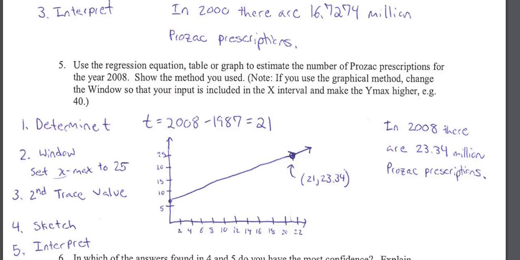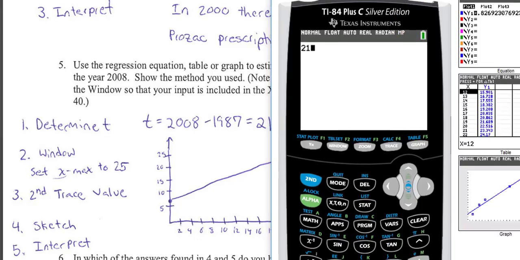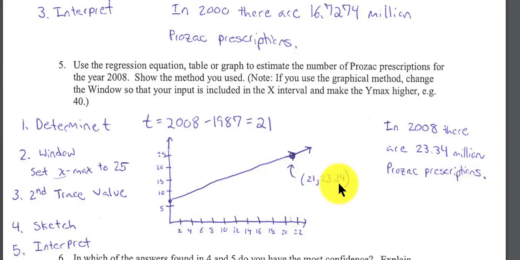Okay, so now that I am on the line, press trace and press, I think it was 21. Oops. Let me bring that graph back. I press trace. Here's my line. I press 21. So it says when x is 21, y is 23.34, right? So I was able to get this 23.34 several ways, okay? And it just says the equation, the table, or the graph. So just pick one of the methods and give me the point.